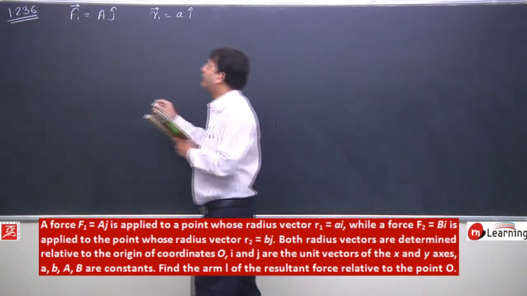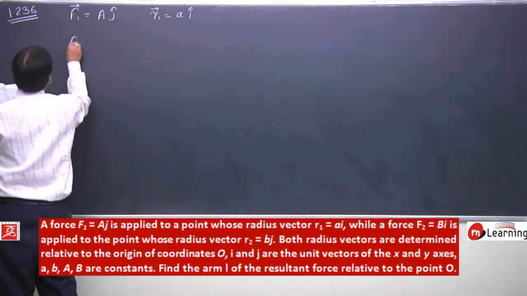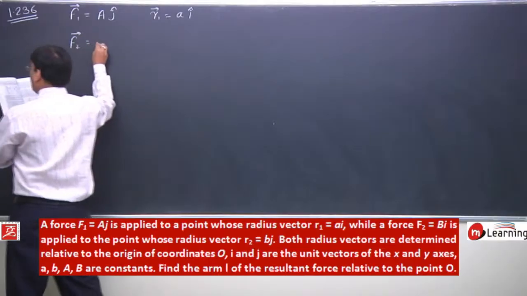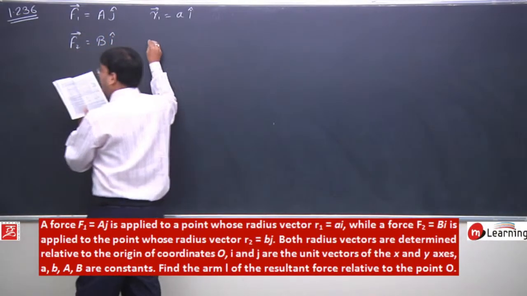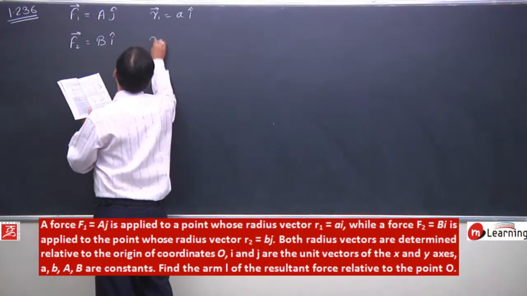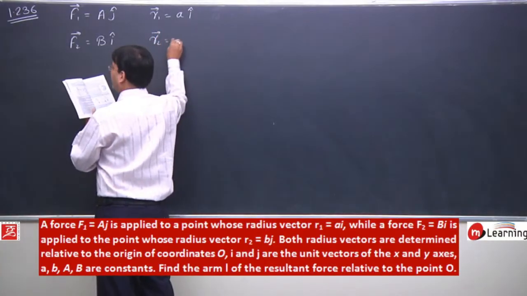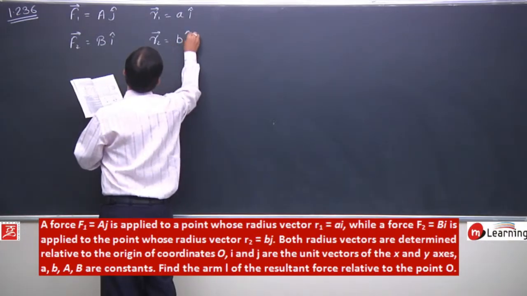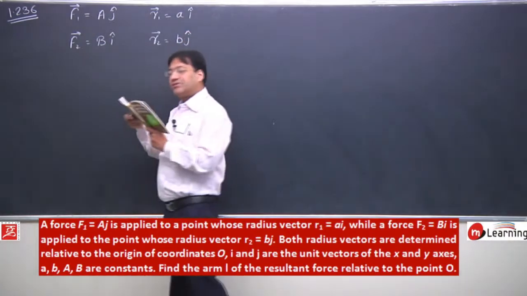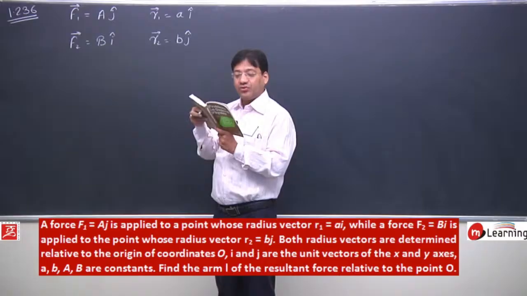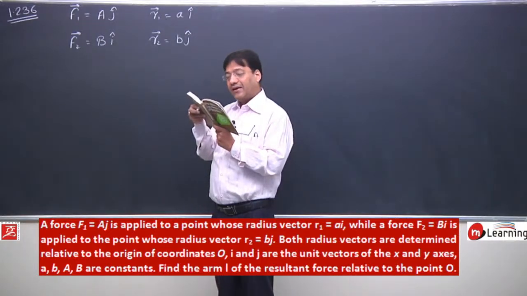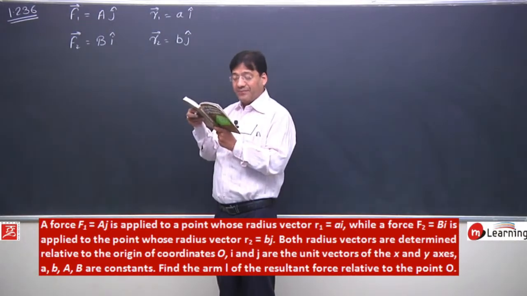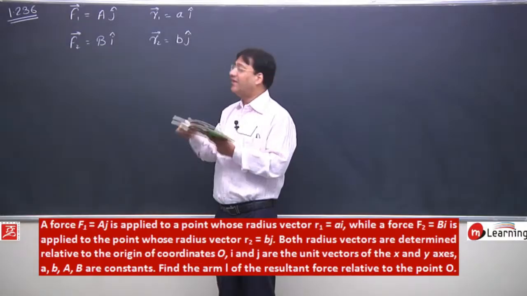While a force F2, which is equal to BI, is applied to a point whose radius vector R2 is BJ. Both radius vectors are determined relative to the origin of coordinates O. I and J are unit vectors along the X and Y axes. A, B are constants. Find the arm length L of the resultant force.